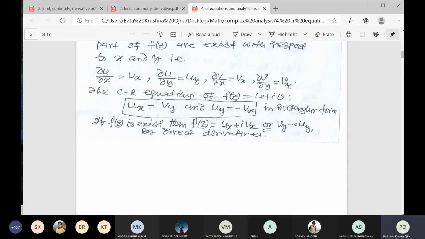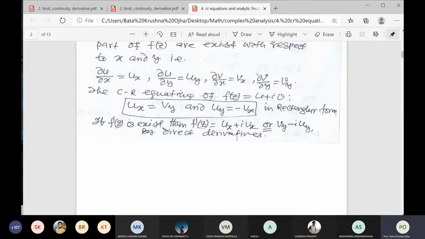So you see u of x is equal to v of y. So you can replace here in place of u_x with v_y, and v of x is equal to minus u of y. So another formula is v of y minus i u of y. So if the partial derivative is known, then you can find its derivative.